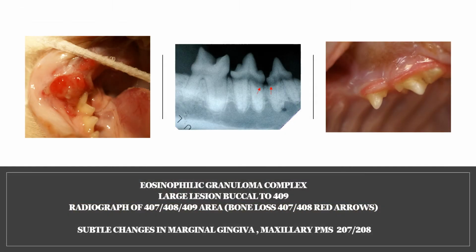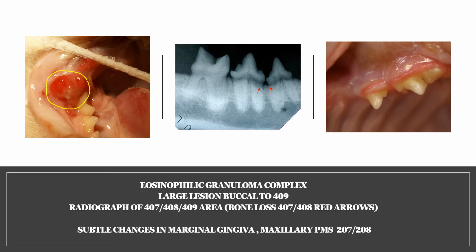We do see other forms of inflammatory disease in the cat, and we do see eosinophilic granuloma complexes. These can occur in the oral cavity or on the lips of cats. This is an example of eosinophilic granuloma complex. You can see this marked inflammation that's occurring around tooth 409 here. We did biopsy this, and this did come back as eosinophilic granuloma complex.